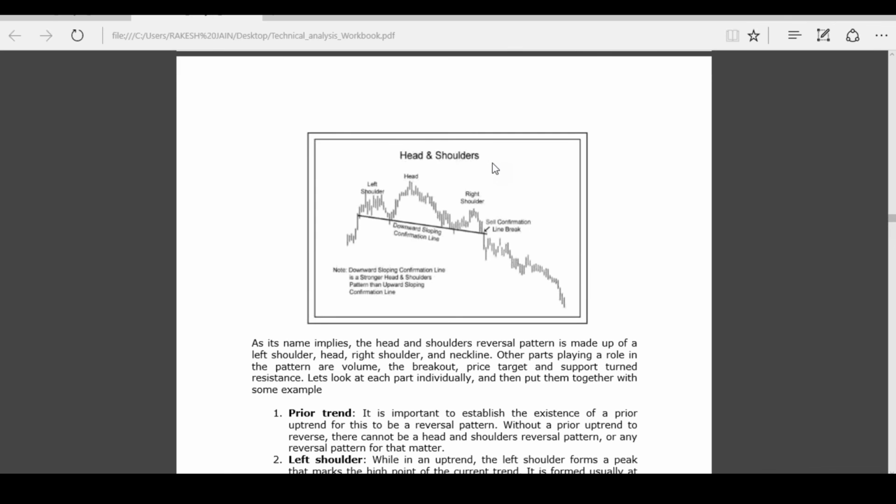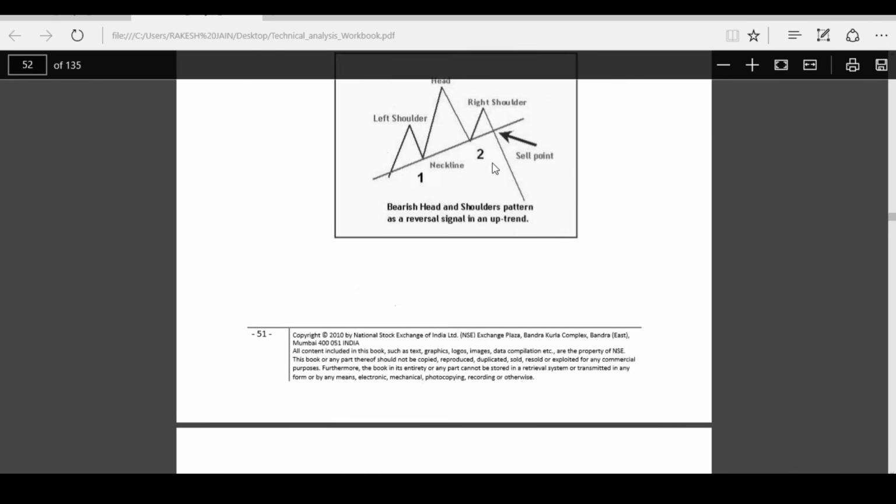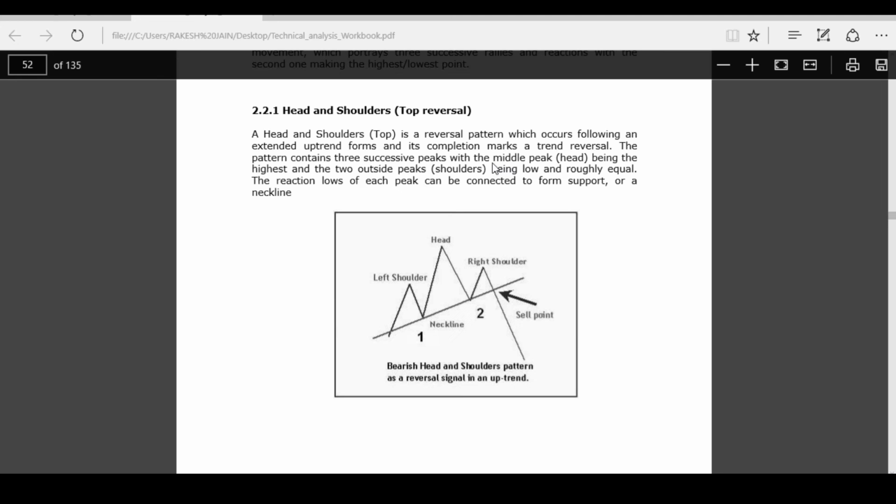So what does the head and shoulder pattern mean? It's a pattern which shows that there could be a strong reversal in trend in that particular stock.